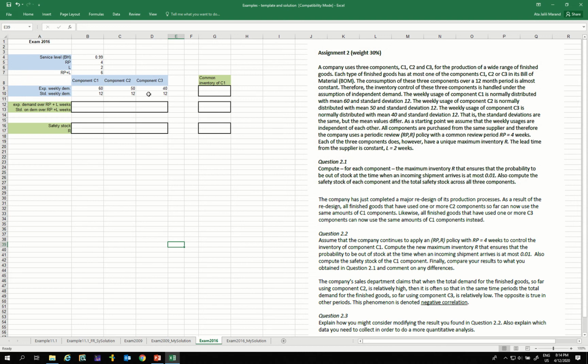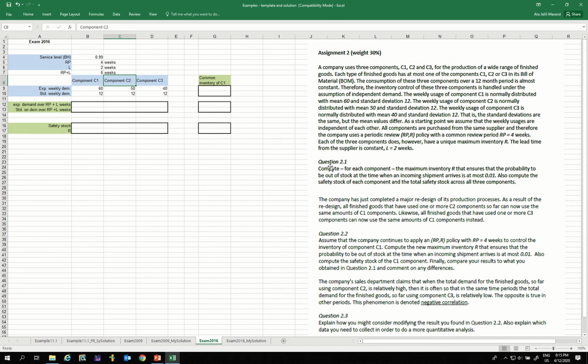The company uses a periodic review system to control the inventories of these components, and it uses a common reorder period, Rp, equal to 4 weeks for its inventory system. So these are in weeks, in fact. And as it is stated in the exam assignment text, the lead time, L, is equal to 2 weeks.